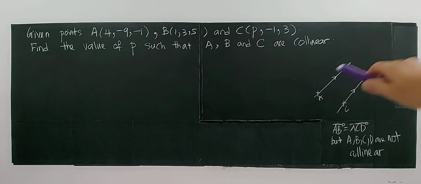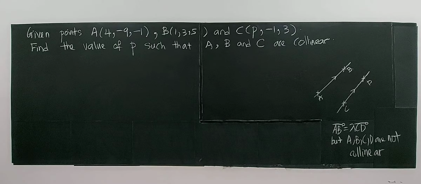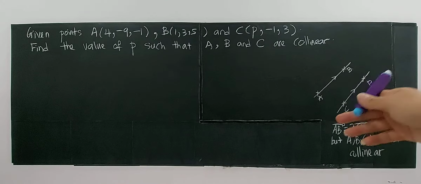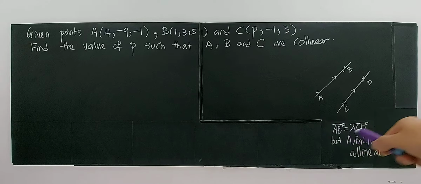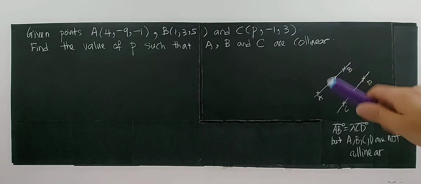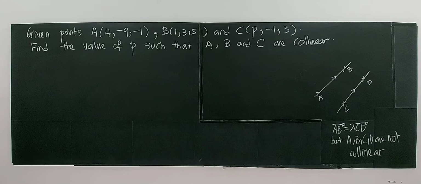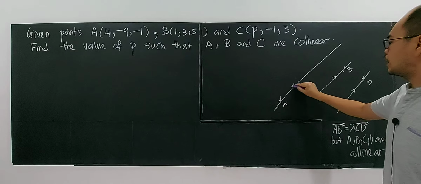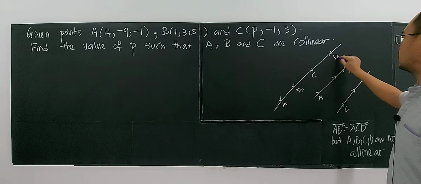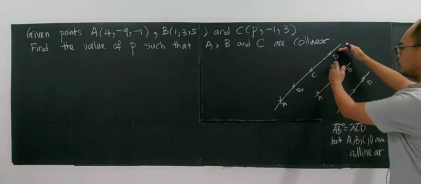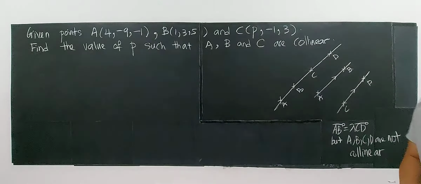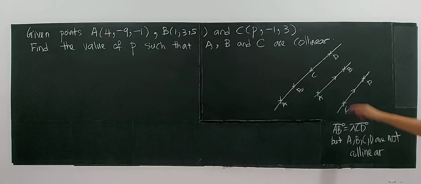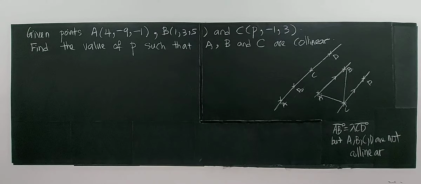So I can say that vectors AB and CD are parallel. The directions are the same, and parallel means the gradients are the same. It can be rewritten in this form. This is parallel, but this is not collinear. If ABCD is collinear, all the points are formed on the same line, so you cannot draw a triangle using any three points. Here you can draw a triangle, so it's not collinear.